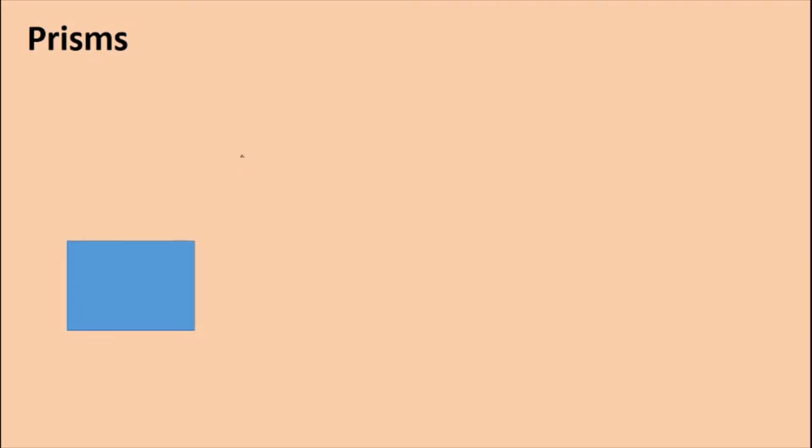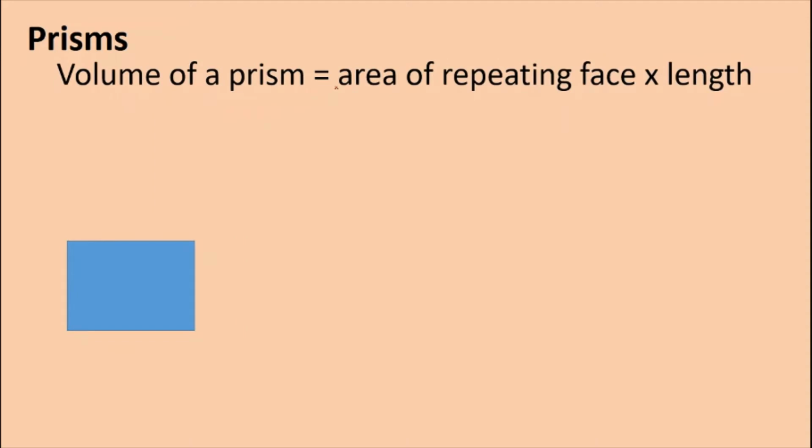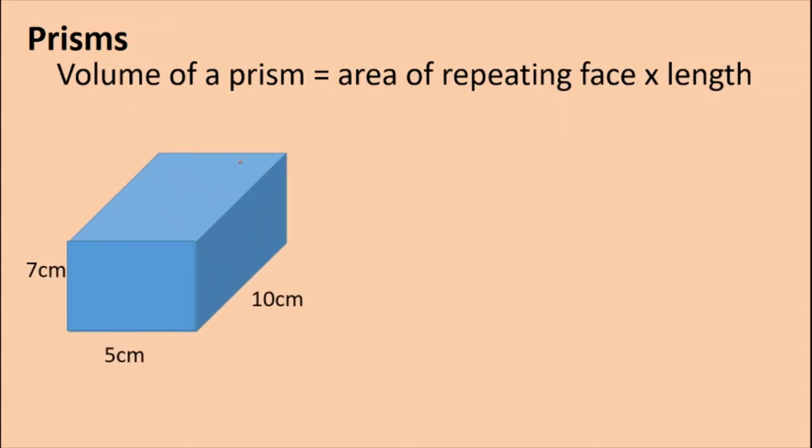So, prisms. Volume of a prism is always the repeating face times the length. Here we have a repeating face, a rectangle. Now we have a cuboid. Okay, the rectangle at the front is that repeating face. This 10 is our length. So the volume of a cuboid is this front face, which in this case would be 35, times this 10 here. So 5 times 7 would be 35 to get the repeating face, times that by the length, 350 centimeters cubed. Notice the cubed for volume, squared for area.